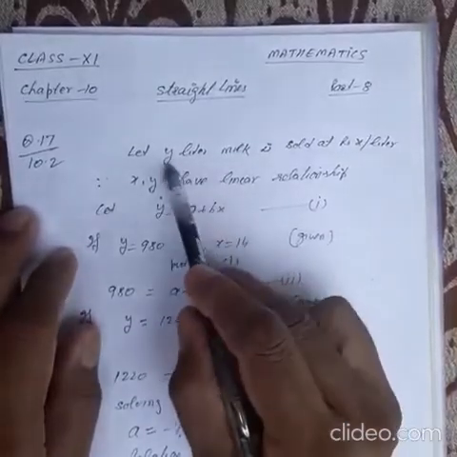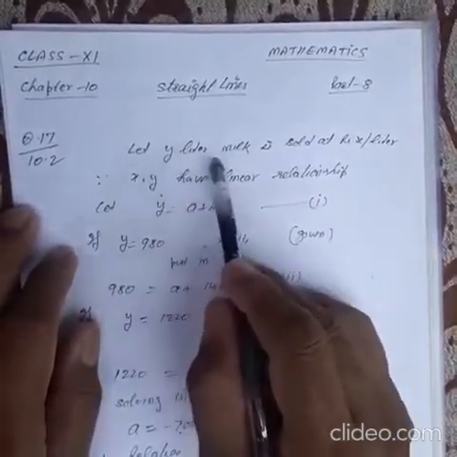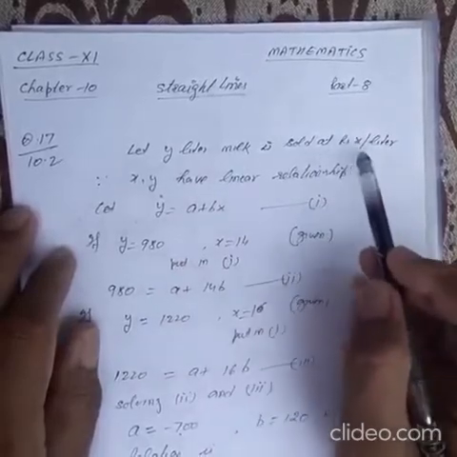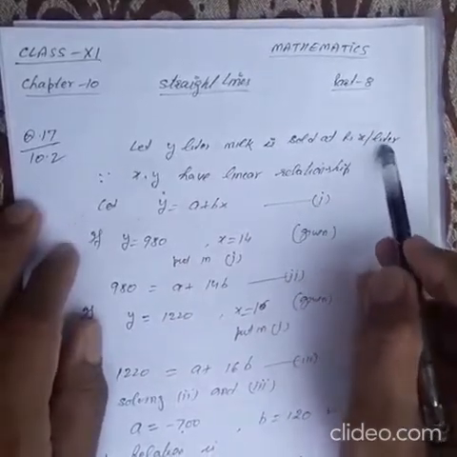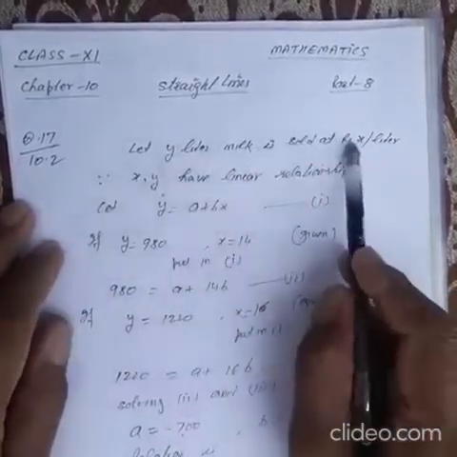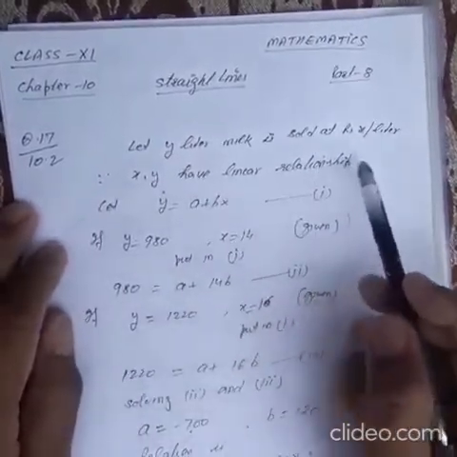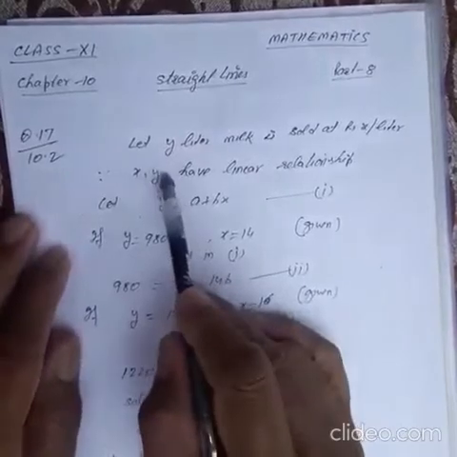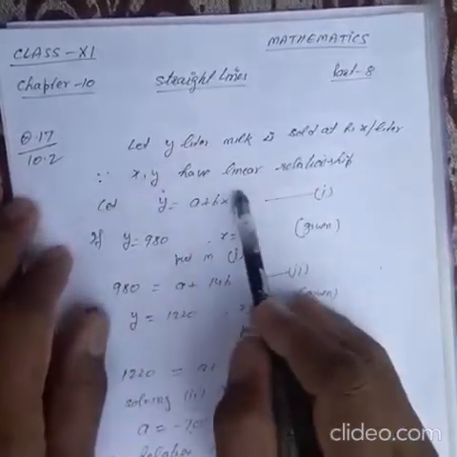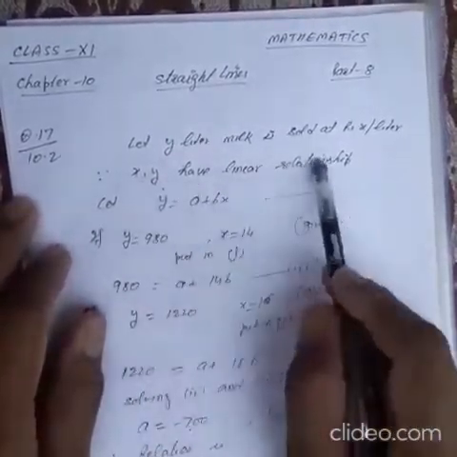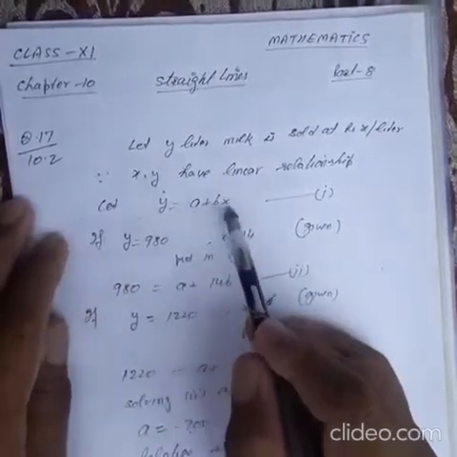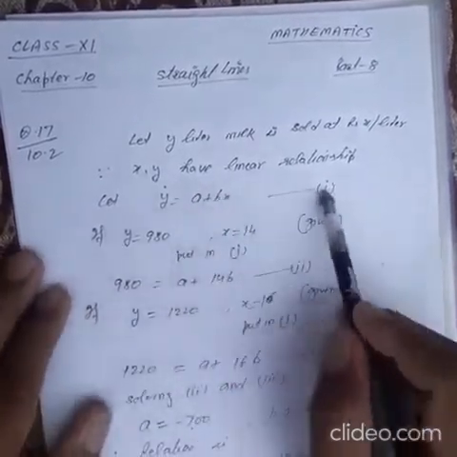So let the quantity be Y. Let Y liters of milk be sold at a rate X per liter. So it means Y and X are connected through a linear relationship. Linear relationship means X and Y must exist in degree 1. So let the required relation be Y is equal to A plus BX. Let it be number 1.